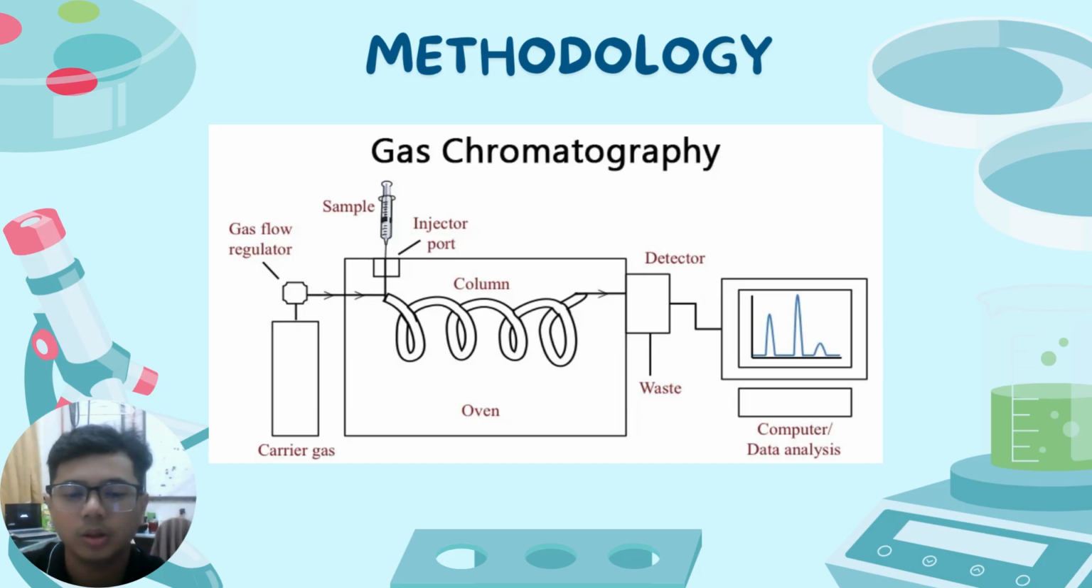Inside the column, the compounds in the sample move at different speeds depending on their properties. Because of this, they become separated from one another. After leaving the column, the compounds reach the detector, which records their presence. The detector sends the signal to the computer, producing a chromatogram with peaks. Each peak represents a different compound, and from the retention time and peak size, we can identify and estimate the amount of substance in the mixture.